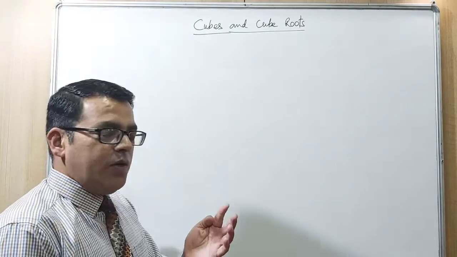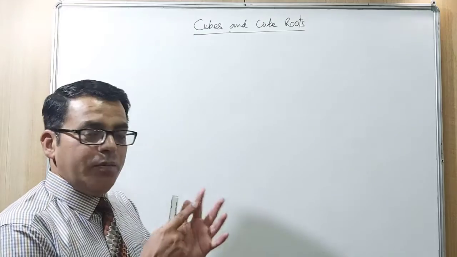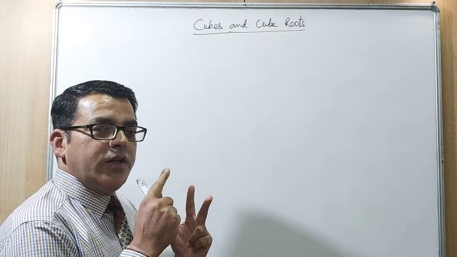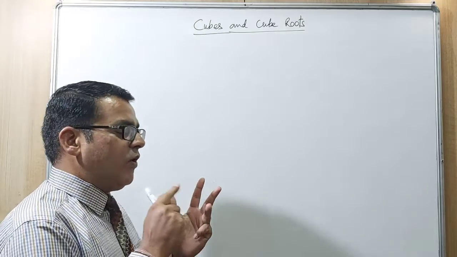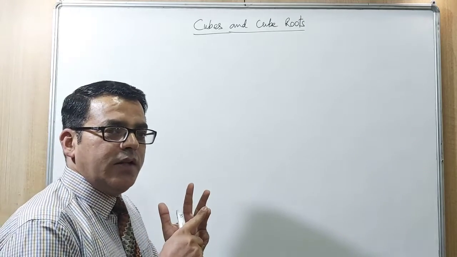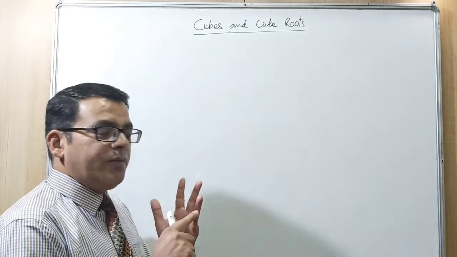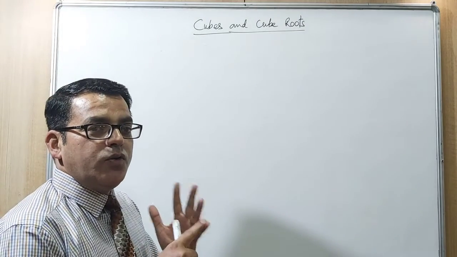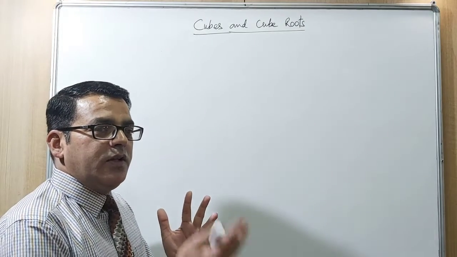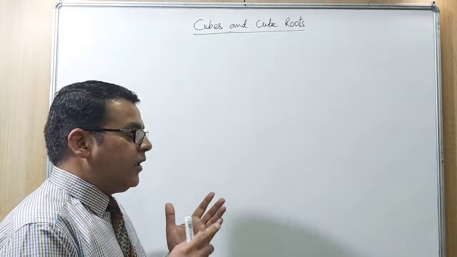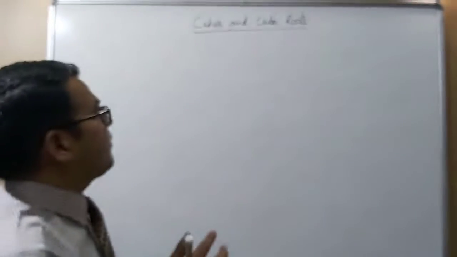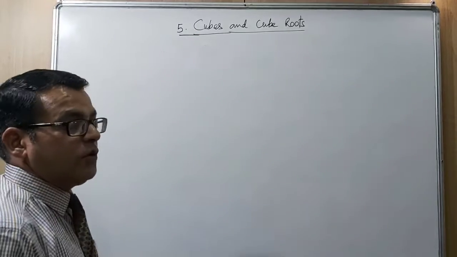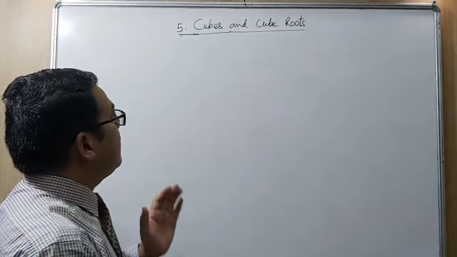First chapter that we finished was rational numbers. Second was linear equations in one variable. Third one was understanding quadrilaterals, and fourth chapter was squares and square roots, which we finished just before. Right now, this is your chapter number 5, cubes and cube roots. So let's start today's class.